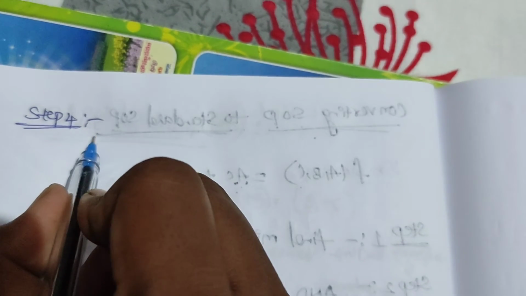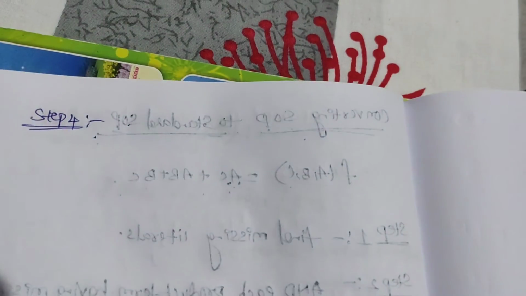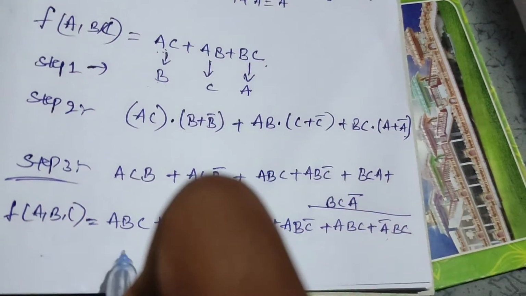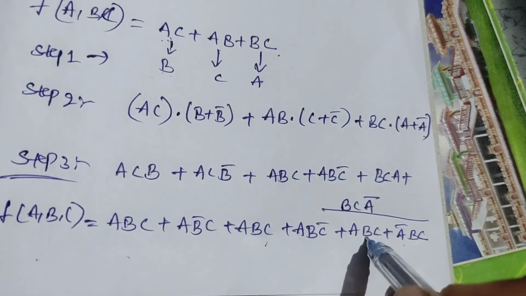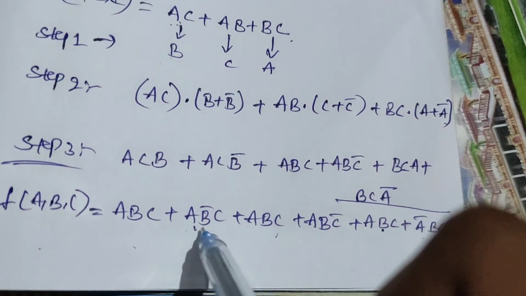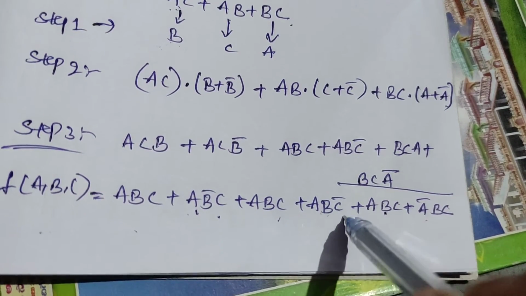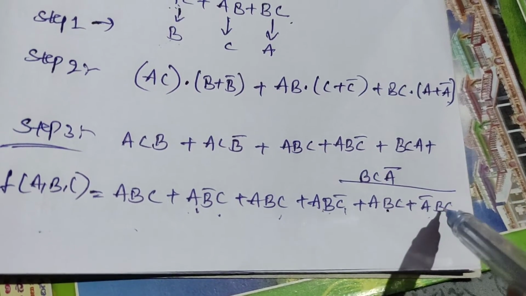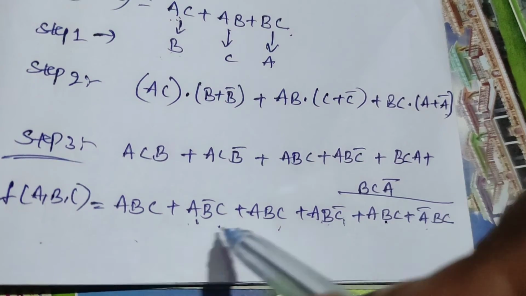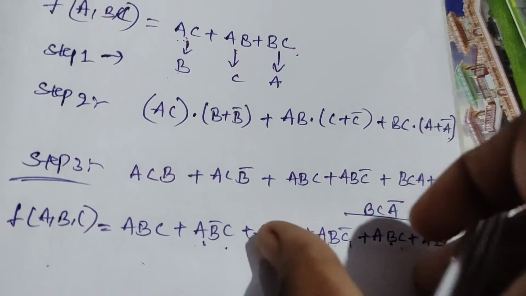In step 4, I need to reduce the expression by omitting the repeated terms. So here ABC, ABC, ABC is repeated thrice. So I can take it as a single one. And AB bar C is only one time. And ABC bar is only one time. And A bar BC is only one time. So this is repeated 3 times, I am writing it as only one time.